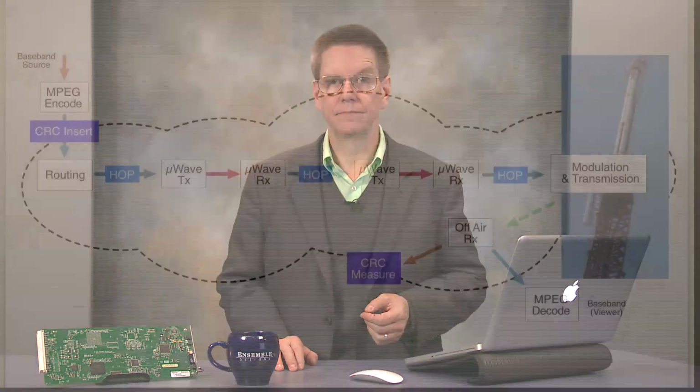The CRC tool in our 4500 series of MPEG transport stream processors can show us whether a path has data integrity. But more than that, it can show us where the error occurred along the way. It could be a very complex path.